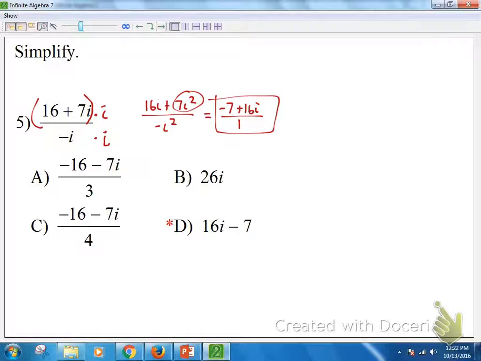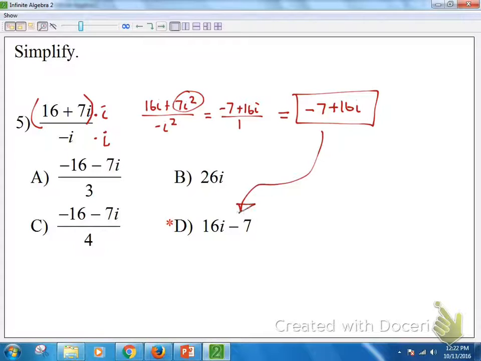That's your final answer here, which is going to be, it's over 1, so again we could write it as negative 7 plus 16i. This is the correct way to write it, by the way, but the computer has it this way, and that's okay because that is the commutative property. Please pause the video here to copy this down.